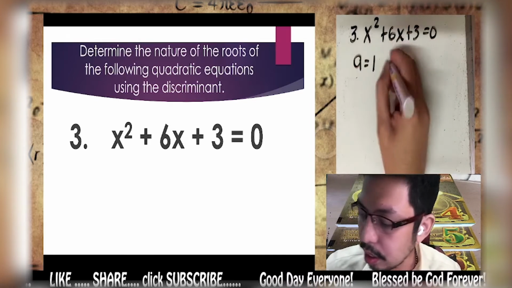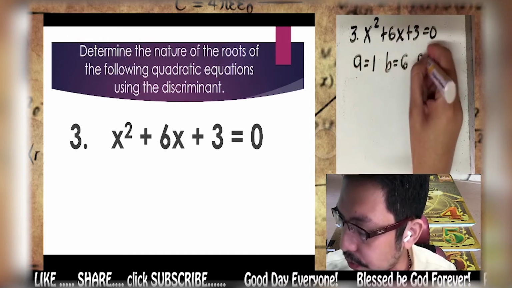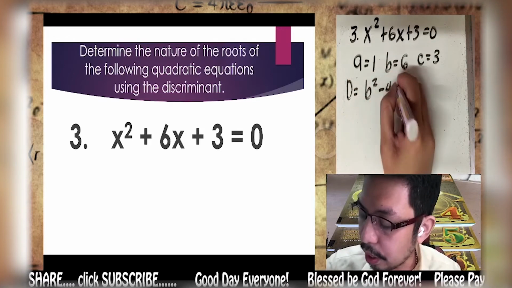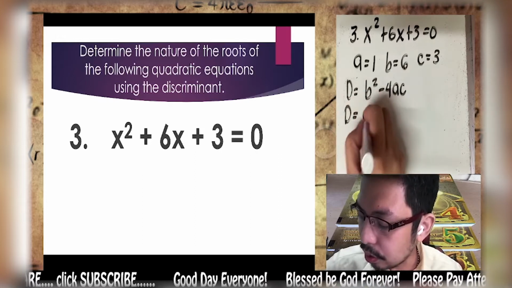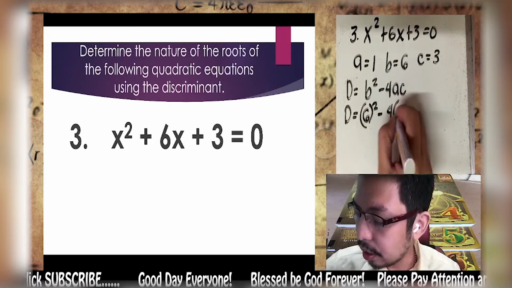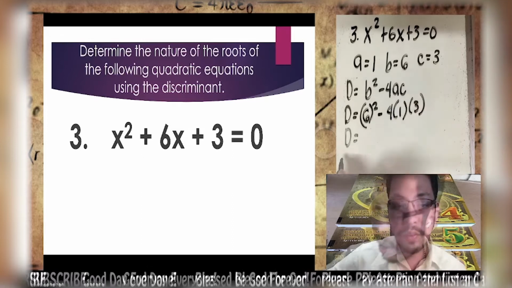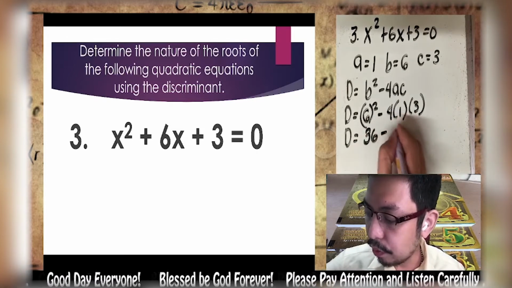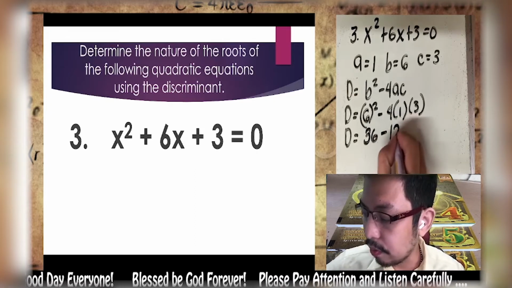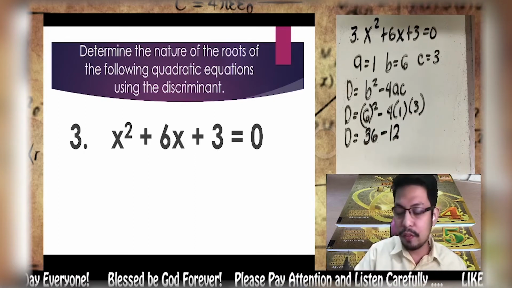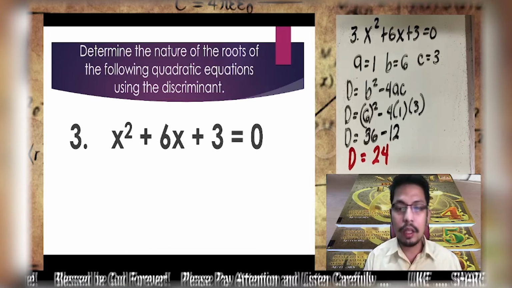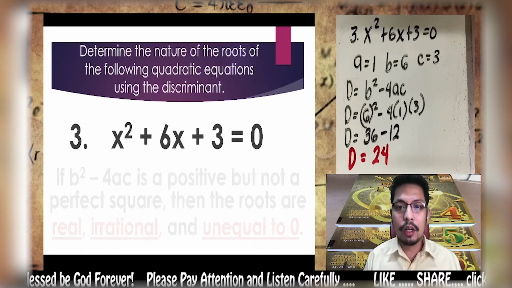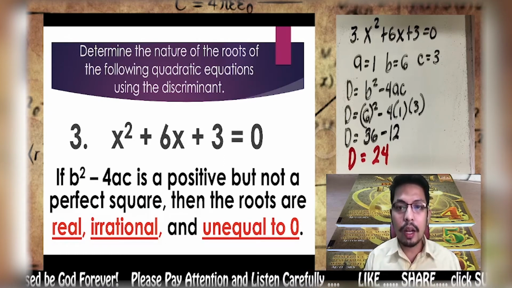The value of a is 1, the value of b is 6, and the value of c is 3. Using the discriminant, b squared minus 4ac, the discriminant is equal to 6 squared minus 4 times 1 times 3. Let's evaluate the discriminant. We have 6 squared is 36, minus 4 times 1 times 3 is 12. So our discriminant is 24. If our discriminant is greater than 0 but not a perfect square, therefore the roots are real, irrational, and unequal.